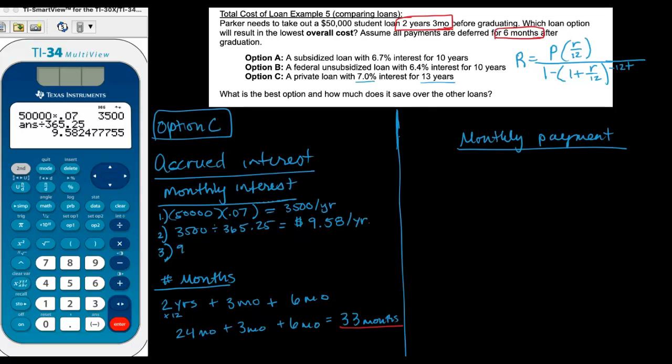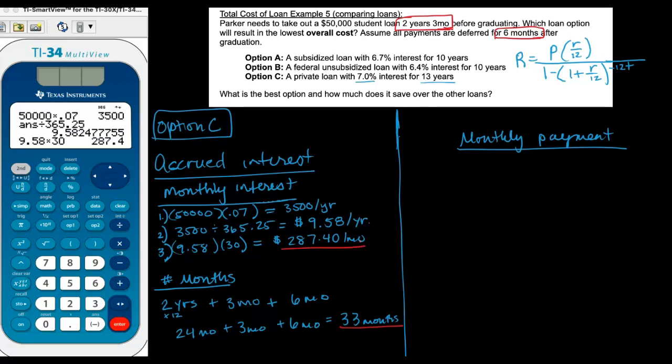And then we take the $9.58 and multiply it by 30 to get an approximation of what the interest would be per month. I'm going to type in 9.58 rather than leave the long decimal that was previously in my calculator. So times 30, and I get a monthly rate of $287.40 per month. So that's the amount per month that accumulates while Parker's in school.